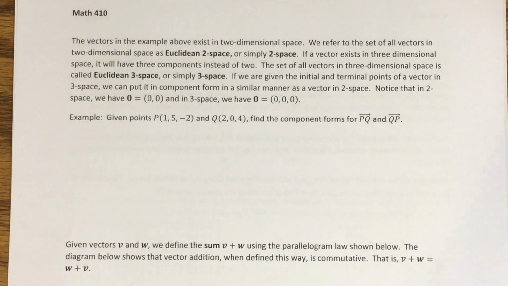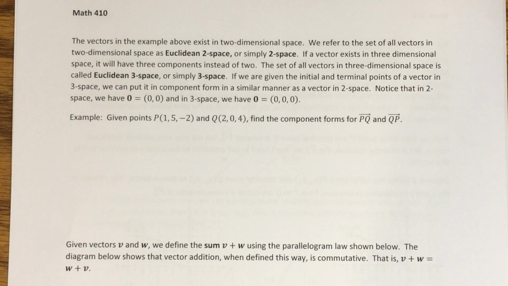So the vectors that we just talked about and sketched were vectors in two-dimensional space. Now, if you take the set of all vectors in two-dimensional space, we refer to that as Euclidean two-space. Although for our purposes, we're usually just going to say two-space. Two implying the dimension of that space, two-dimensional.